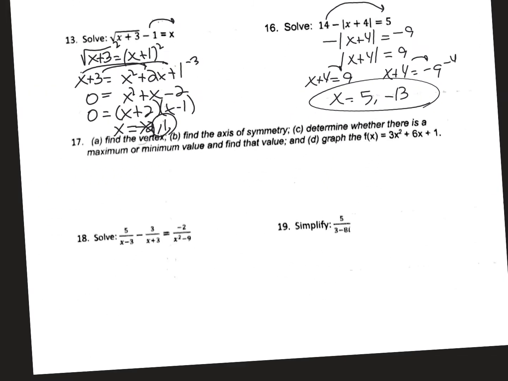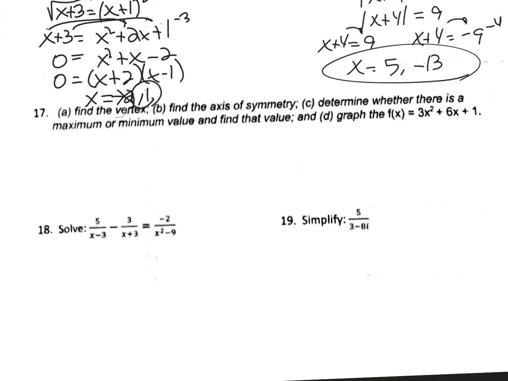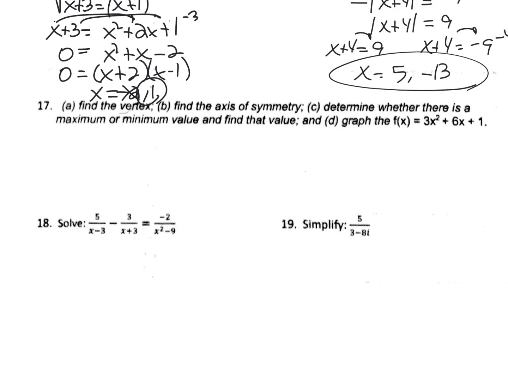Number 17, find the vertex, find the axis, find whether it's max or min, find that value. Okay, so I keep saying this, but you all seem to like this way better for some reason. Negative b over 2a. So I'm going to go -6 over 2 times 3. And if I work all that out, it's -6 over 6, which is -1. So the x part of my vertex is going to be -1 something.